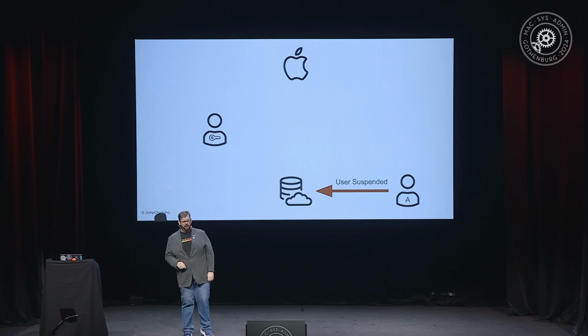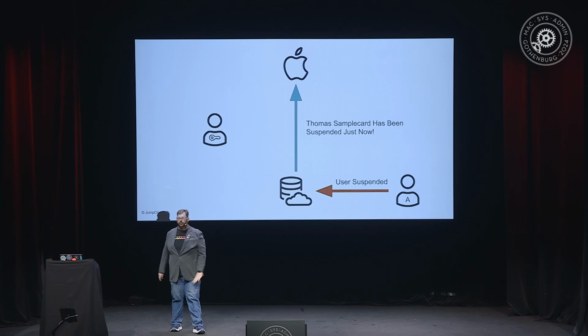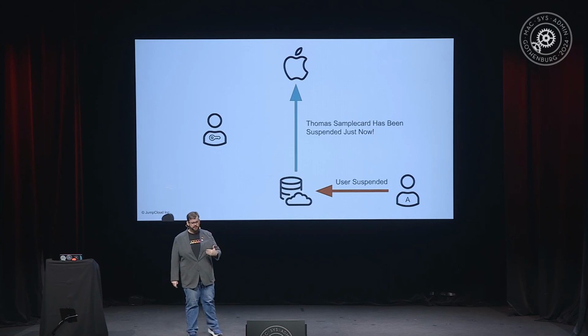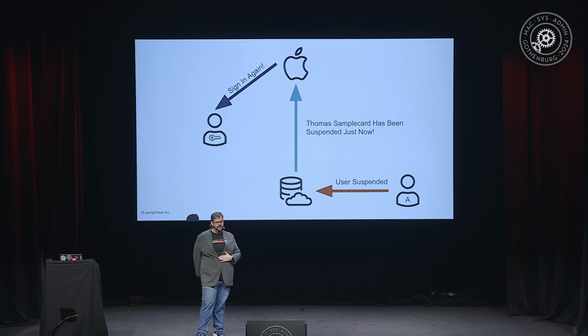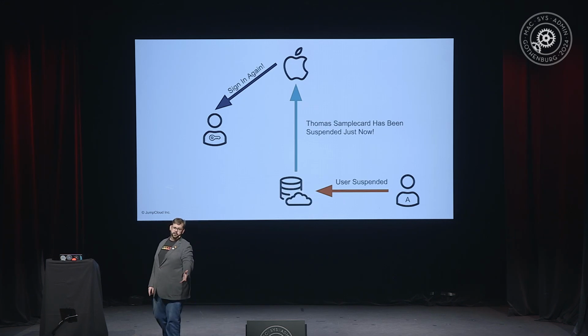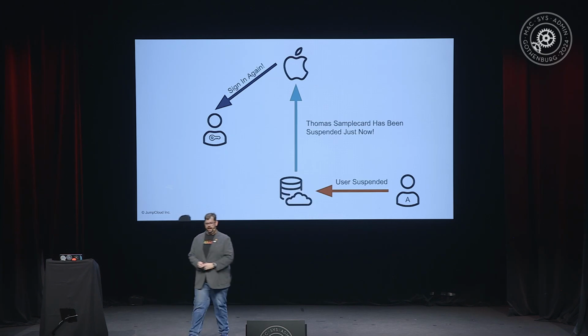In addition, your admin can go in and tell the directory, user suspended. And the directory can then, over the shared signals framework connection between the two organizations, say, Thomas Sample Card has been suspended just now. We can prompt the device to sign in again, and when they can't, destroy the MDM connection. So suspending the directory user could have the effect, depending on your environment, of unenrolling their device. Which means when the user departs or is suspended for malfeasance or suspended for fun, the account evaporates and they can no longer talk to the device.